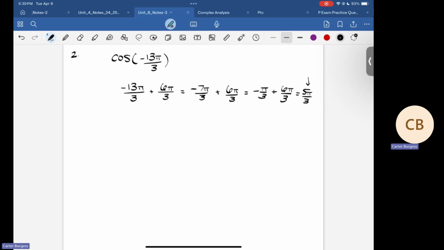This right here is a quadrant 4 angle. Cosine of a pi over 3 angle is going to be smaller, so it's going to be 1/2. We know cosine is positive in quadrant 4, and so this is going to be positive 1/2.